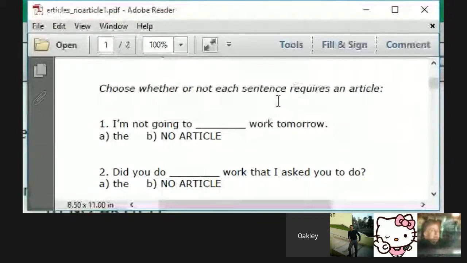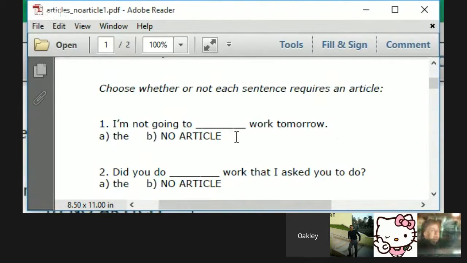Okay, we've got a few minutes. Let's just zip through. Let's try a little bit of an exercise or two, to see what we can do with articles. In this case, you may have a choice, A or B. Maybe no article, maybe the. Let's try it and discuss it. Heidi, number one.